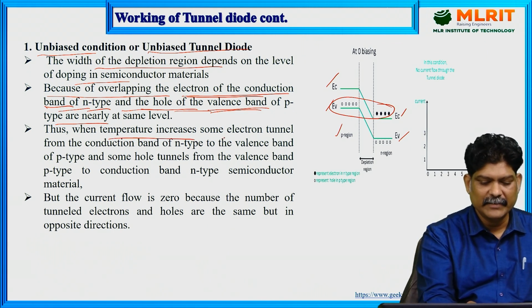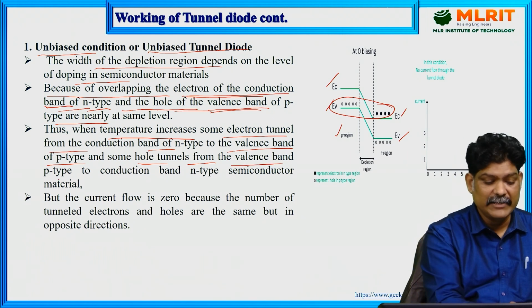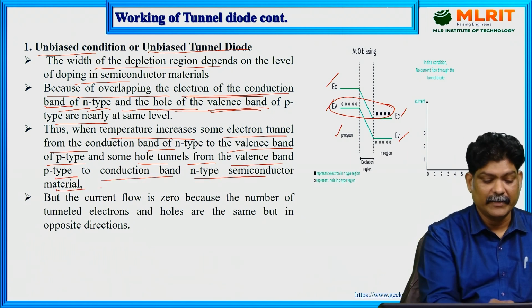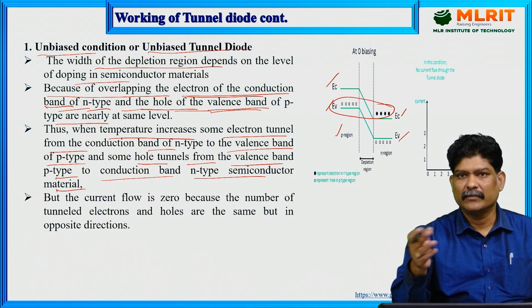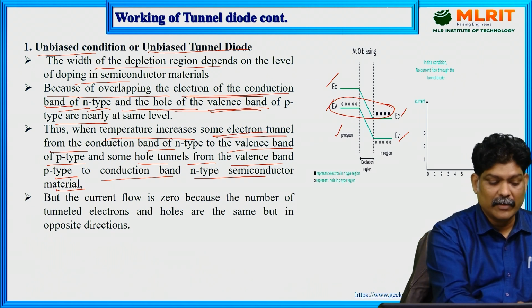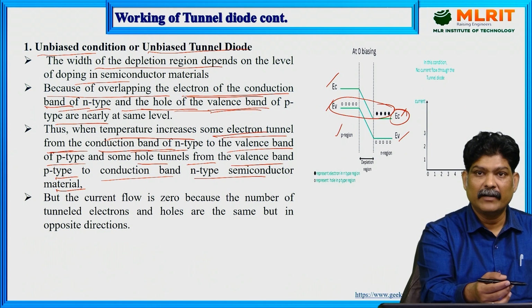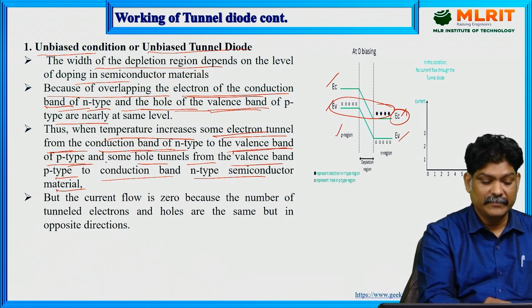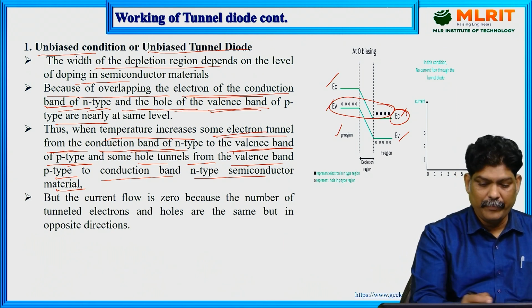Thus, when temperature increases, some electrons tunnel from the conduction band of the N type to the valency band of the P type, and some holes tunnel from the valency band of the P type to the conduction band of the N type semiconductor materials. Whenever temperature changes, these charge carriers acquire some energy and may move from one side to another, that is P to N, N to P. Because the valency band is empty, the conduction band electrons from the N type will move to the valency band of the P side like this.